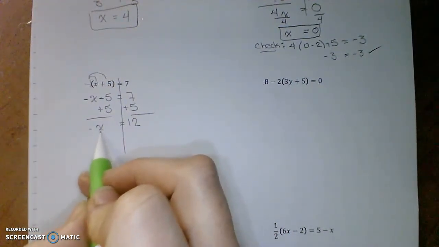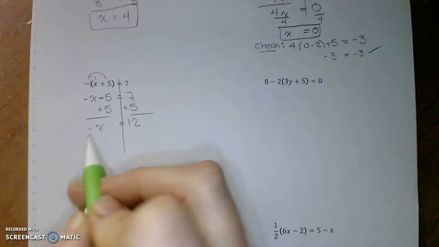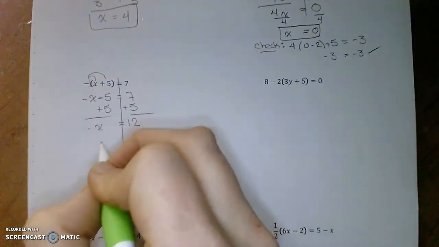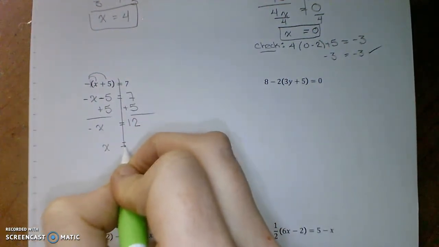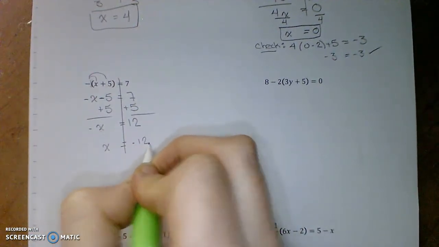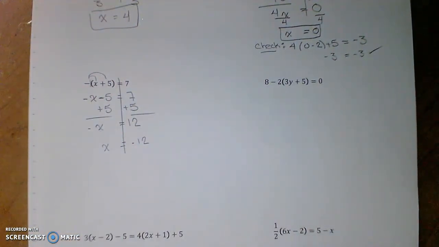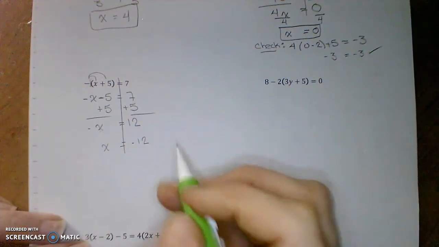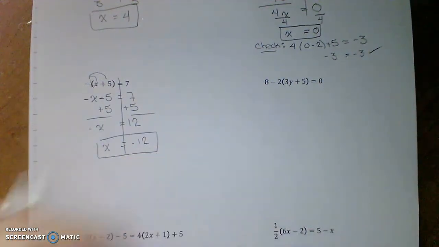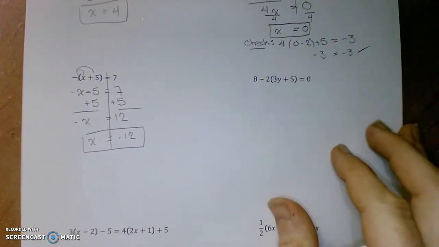Negative, I want to have x by itself, but I have negative x. So I'll negate both sides, basically change the sign of every term you see. Or if you like to think of it as dividing both sides by -1, that's fine too. X equals -12.